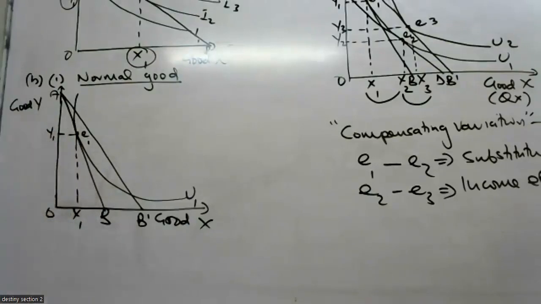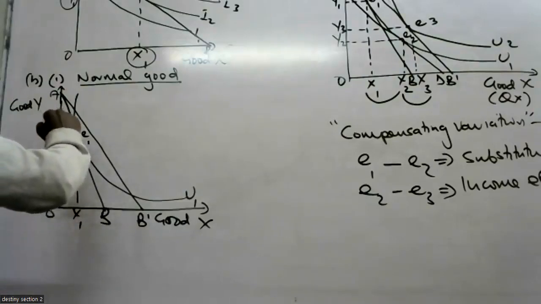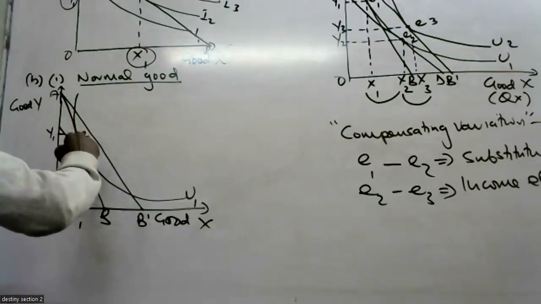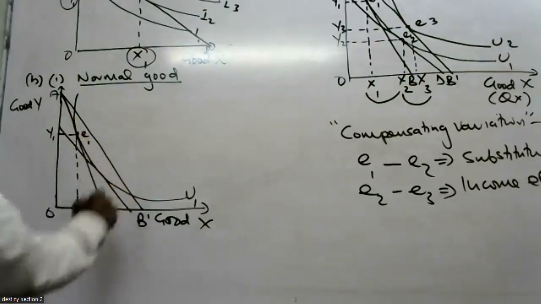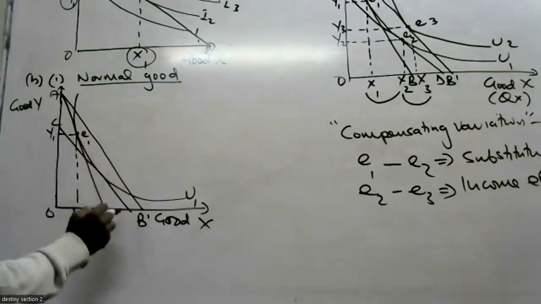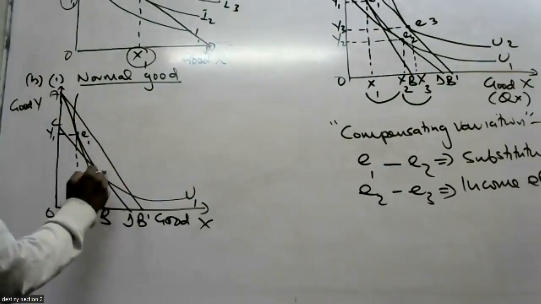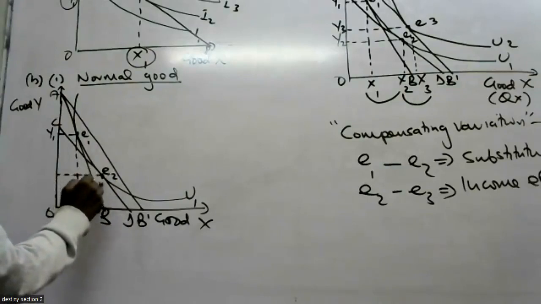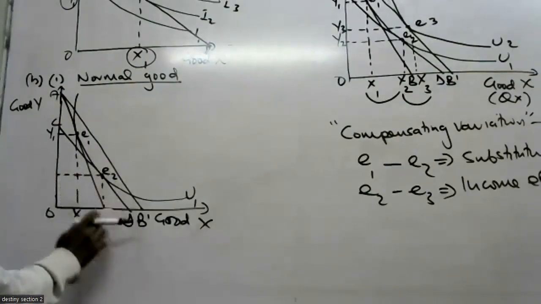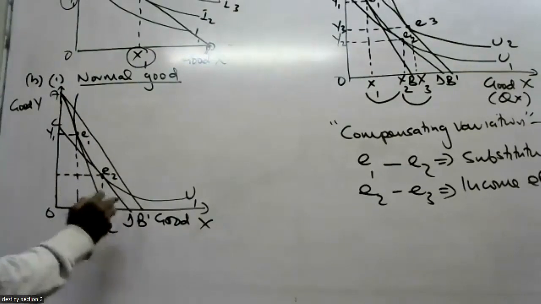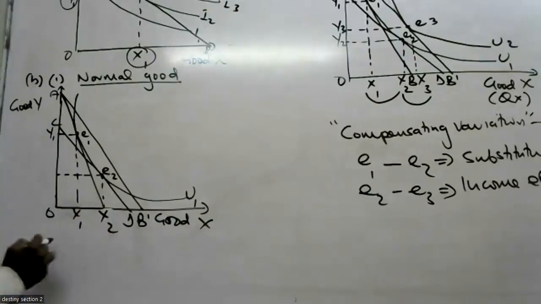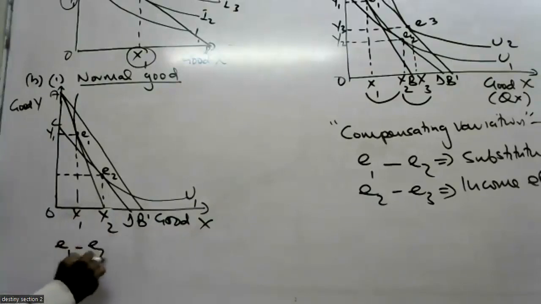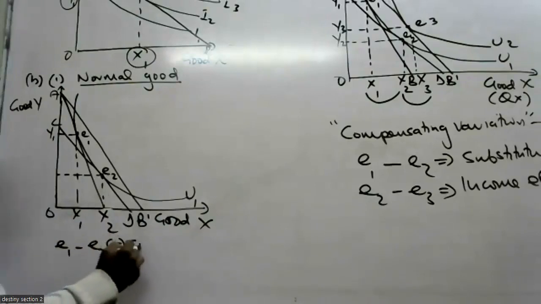Then you introduce CD, the line of compensating variation, which touches the same indifference curve below there. So this is CD. This second point here, E2, will give us the substitution effect. More X is being consumed, so this is X2. So E1 to E2 is the substitution effect.